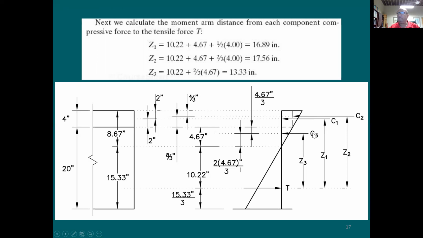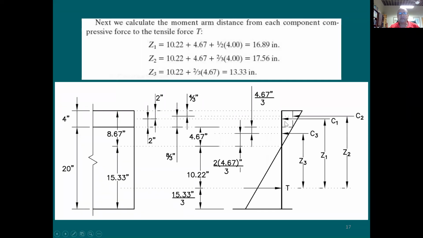And for each one of them, I need to figure out the distance from the tension force to the compression force. So this is going to be Z1, Z2, and Z3. I put here all the numbers that you need. I put the 8.67, depth to the neutral axis, 15.33, neutral axis at the bottom. And then I said this is going to be at 1/3 from the bottom. You take here 15.33 divided by 3, which gives you the location of this point load. And for that, the distance from here to here is going to be 10.22 inches.